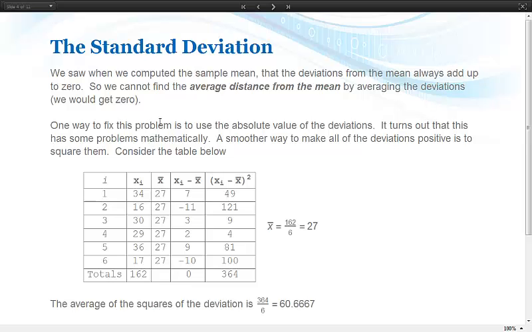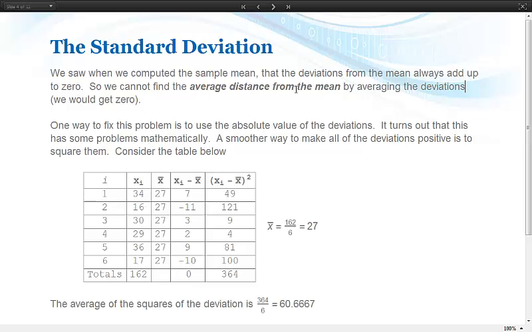Well, one way to fix the problem is to simply use the absolute value of the deviations. That is, just make them all positive. That's possible, but it turns out it has some problems mathematically. A smoother way to make all the deviations positive that doesn't give us mathematical problems is to square the values. So consider the table below. We have 6 values numbered 1 through 6. The values are 34, 16, 30, 29, 36, and 17.